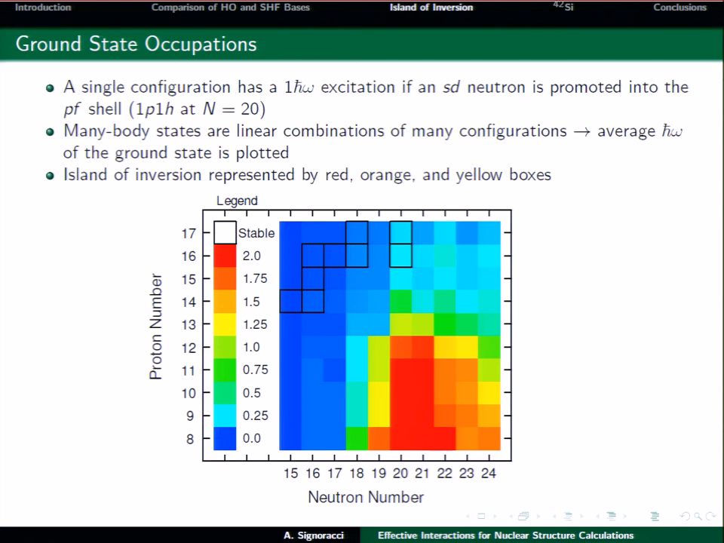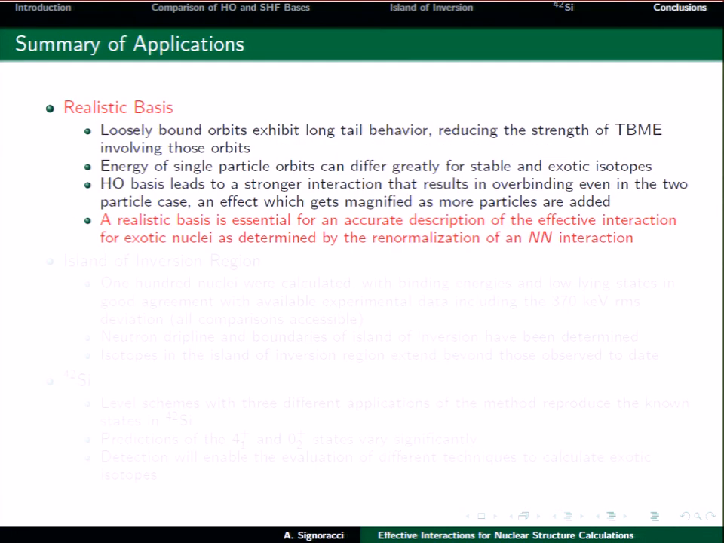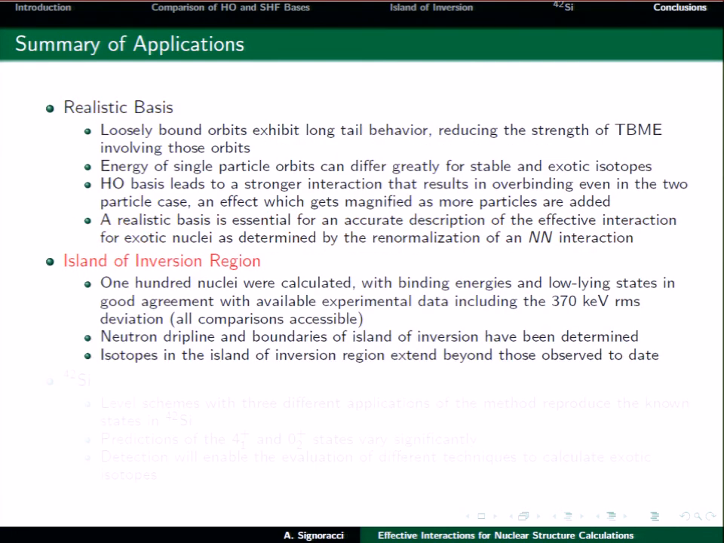So theoretically, we see that the island of inversion extends from approximately N equals 19 all the way up to N equals 24, which is the farthest shown here, and almost all isotopes with Z less than 13 lie in this region. So what this suggests, although it hasn't been determined yet experimentally, is that the island of inversion extends much farther than has been determined as yet. So let me skip this last one and just put up a summary.